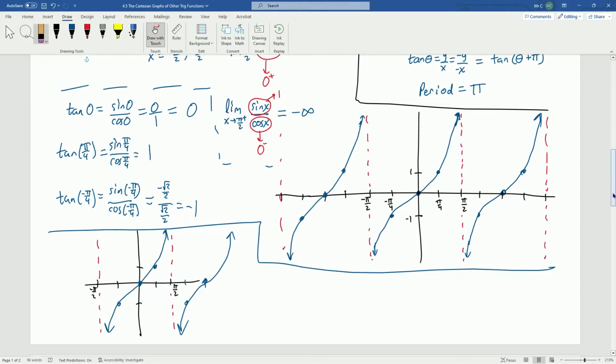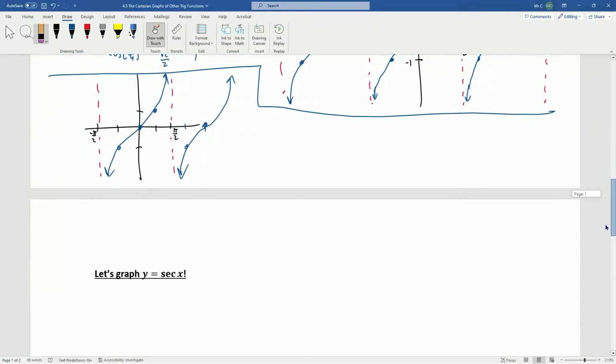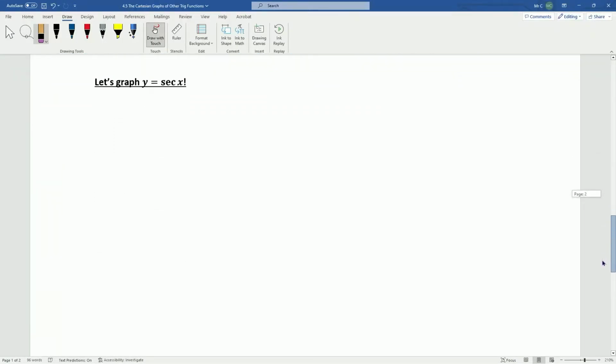Okay, so let's go ahead and move along here and take a look at the graph of secant of x. So we're going to use a similar thought process here for the graph of secant of x, but we actually get a nice little benefit with secant of x, so sort of a trick that allows us to graph secant of x quickly that I'll illustrate once we go through the full thought process here.